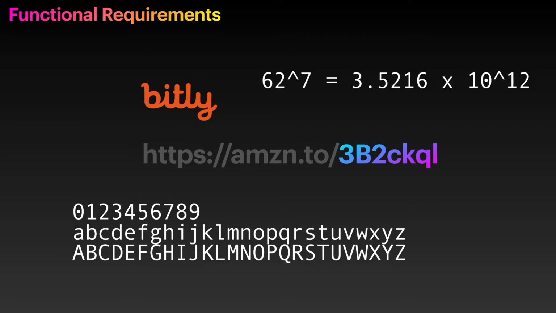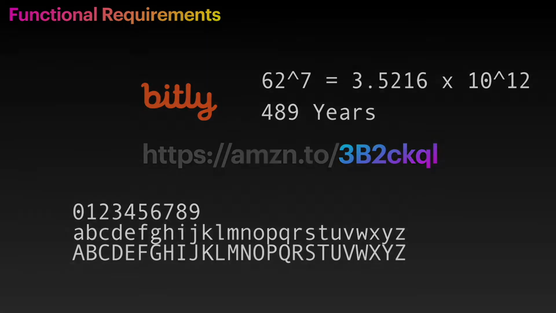Let's assume bit.ly generates 600 million URLs monthly, which is quite reasonable. With a total of 62 to the power of 7 unique IDs, it will take about 489 years to use up all the IDs. Well, if you decided to use 6 characters, it will take about 8 years, which is probably not a good idea.